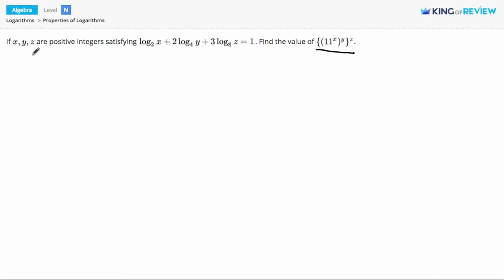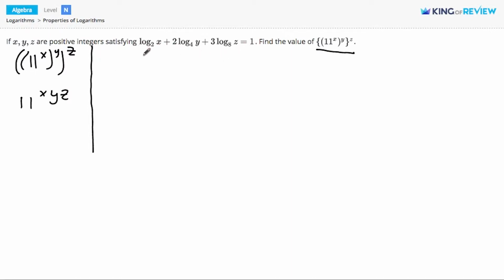We're trying to find 11 to the x, and then that quantity to the power y, and that quantity to the power z. But we know when we have a power raised to a power, we just multiply those exponents together. So what we're really trying to find here is 11 to the power xyz. Okay, so we know what we're trying to find. Now let's investigate this logarithmic equation.